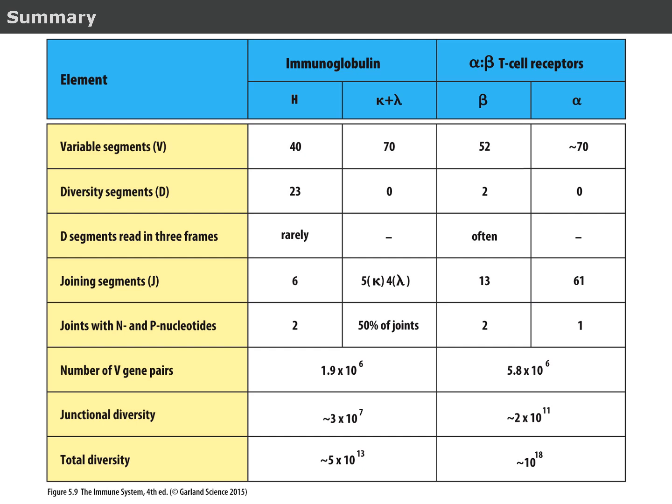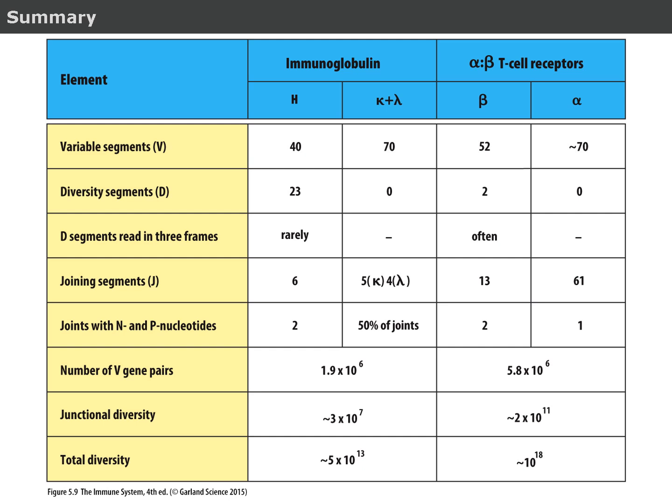This table compares the genetic components that generate diversity in immunoglobulins and alpha-beta T-cell receptors. Immunoglobulin heavy chains use around 40 variable segments and 23 diversity segments. In contrast, the beta chain of the T-cell receptor uses about 52 variable segments and only 2 diversity segments. Light chains and alpha chains do not use diversity segments. However, the beta chain frequently reads its diversity segments in 3 reading frames, adding even more variation.